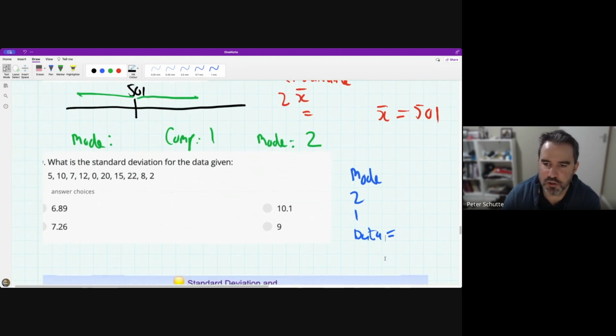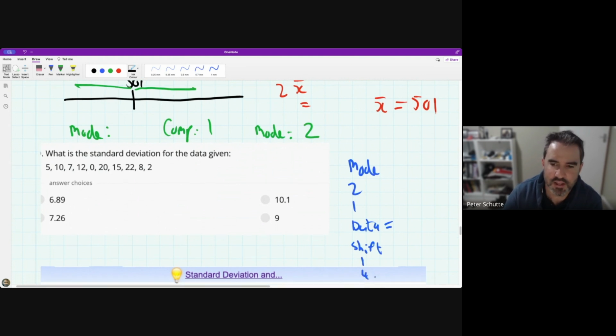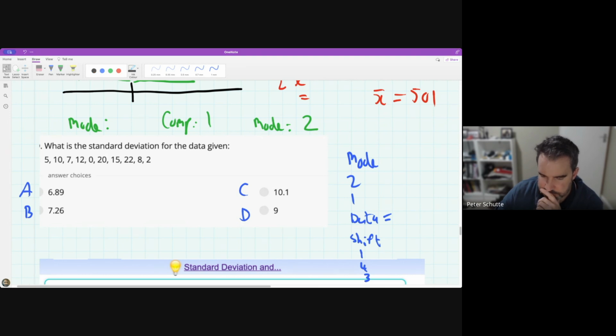And then once you have put your data in, you have to go shift 1, and then you have to choose a 4 for variance, and then you have to choose a 3 for the standard deviation. Which of the 4 options do you think is the standard deviation? Which of the 4 is going to be? I want everyone to lock in their answers.